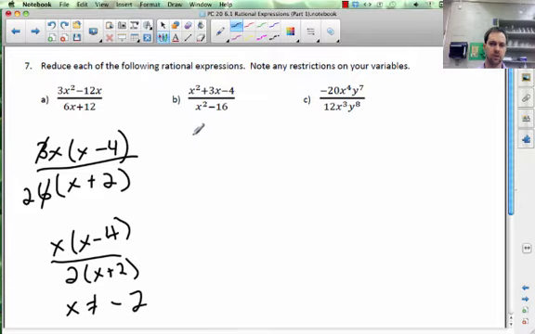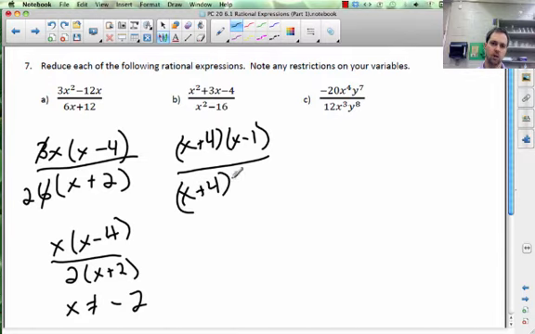This one, factor the numerator using sum and product. So this will be plus 4 and minus 1. X plus 4 times x minus 1. You can go ahead and verify that if you want. This is a difference of squares. X plus 4 times x minus 4.